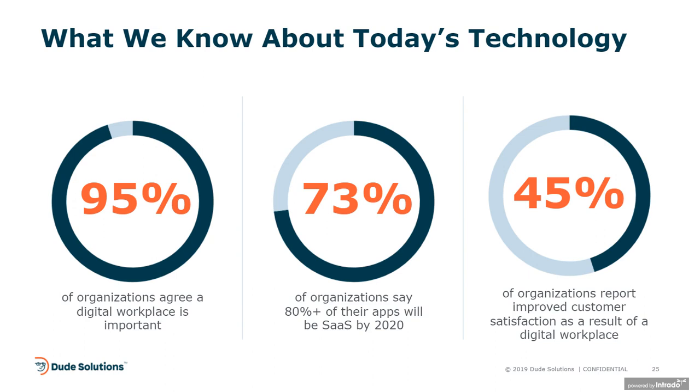73% of organizations say that 80% of their apps will be SaaS or cloud or internet by 2020. So that's a great thing. General manufacturing and maintenance professional related industries are accepting that we can use the cloud and the applications on the cloud to our advantage. 45% of organizations report improved customer satisfaction as a result of the digital workplace.